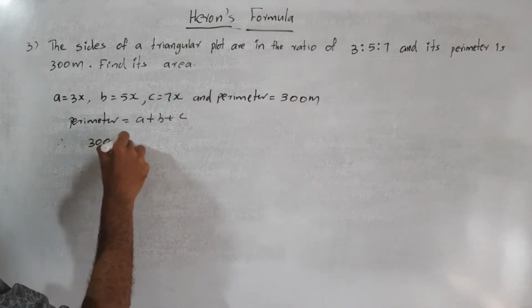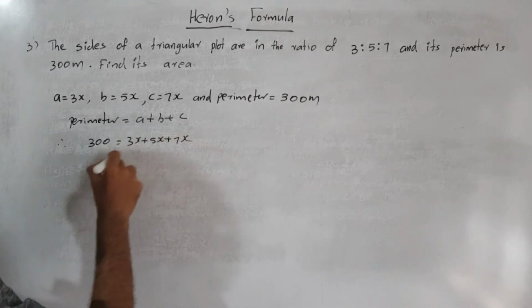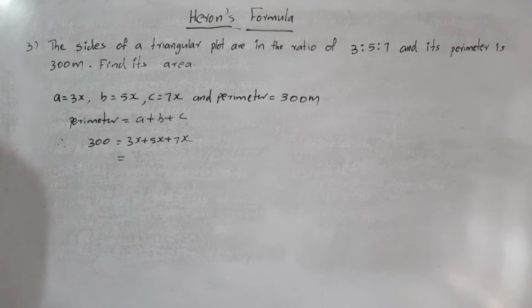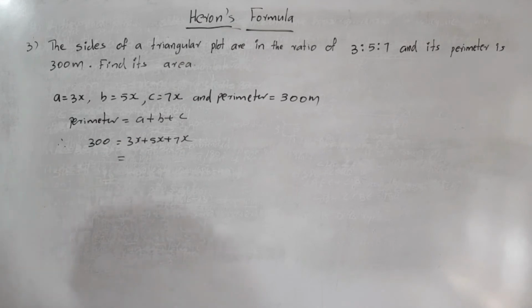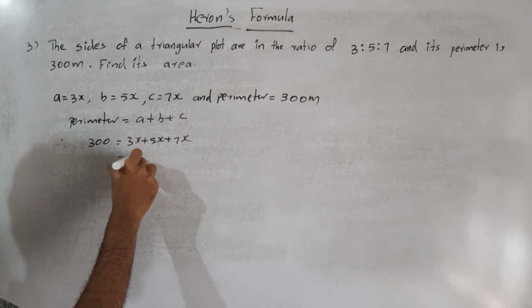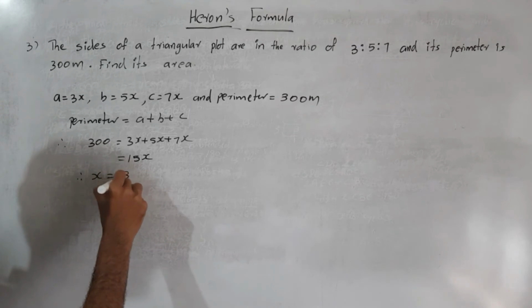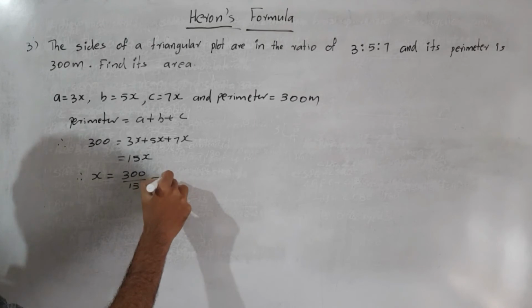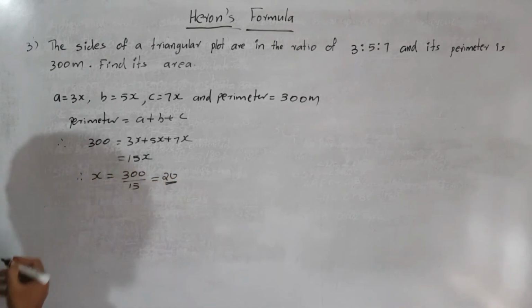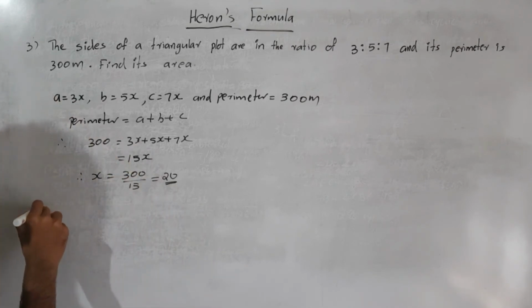300 is equal to 3x plus 5x plus 7x. 3x plus 5x is 8x. 8x plus 7x is 15x. Therefore, x is equal to 300 divided by 15. 300 divided by 15 is 20, correct? 20. So we got the value of x. X is 20.